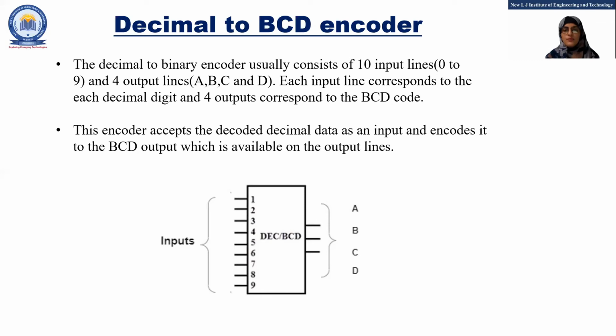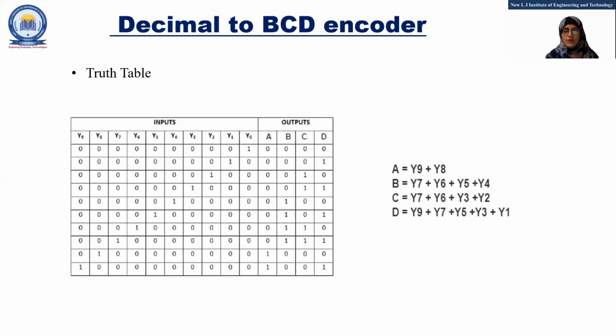Next is the decimal to BCD encoder. As the name suggests, it will accept 10 input lines which are 0 to 9 and 4 output lines A, B, C, D because BCD code is a 4-bit code. Here each input line corresponds to each decimal digit and the 4 outputs correspond to the BCD code. This encoder accepts the decoded decimal data as an input and encodes it to the BCD output which is available on the output lines. So here is the truth table of the decimal to BCD encoder.